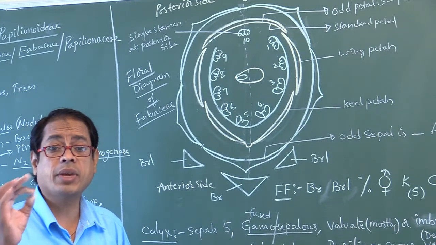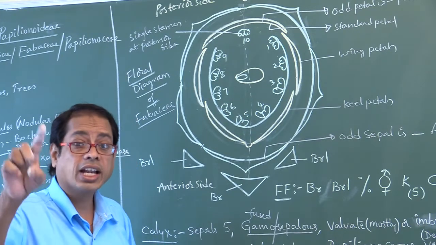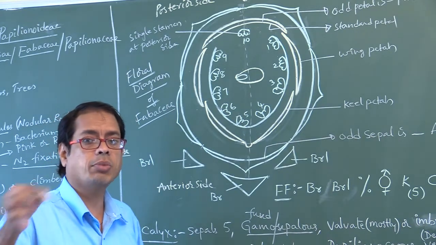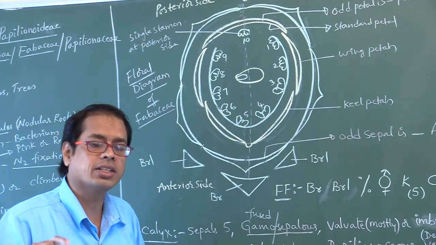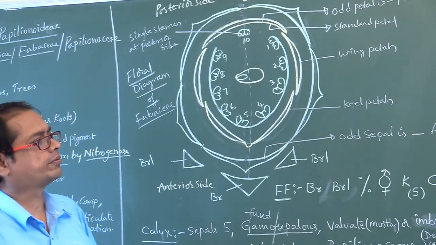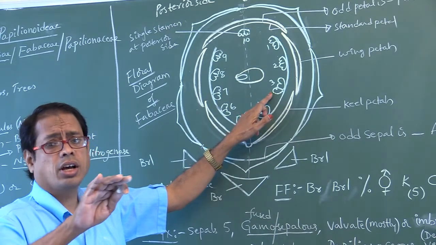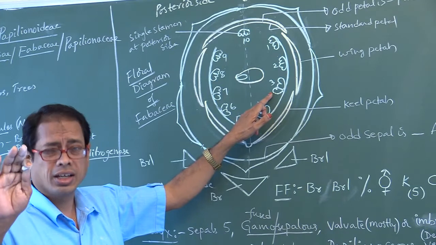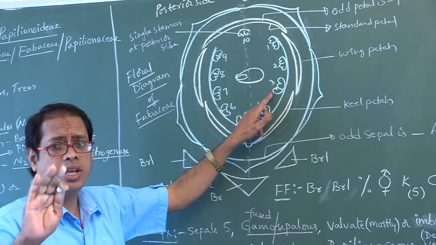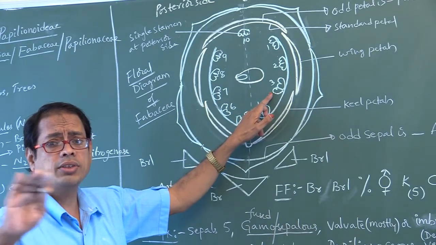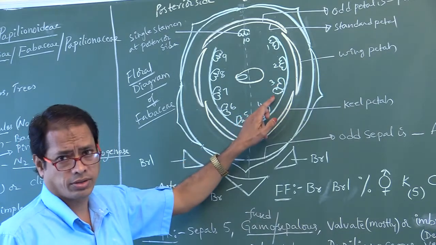Number of stamens in each Fabaceae flower, 10. Number of stamens in largest bundle of Fabaceae flower, 9. Number of stamens in smallest bundle, 1. Number of stamens, 10. Number of bundles, 2. Diadelphous. All the dianthers are diathecous. That is, typical stamens are diathecous only. Monothecous is found in Malvaceae family. Fabaceae, Solanaceae, Liliaceae, in all these 3 families, anthers are diathecous.